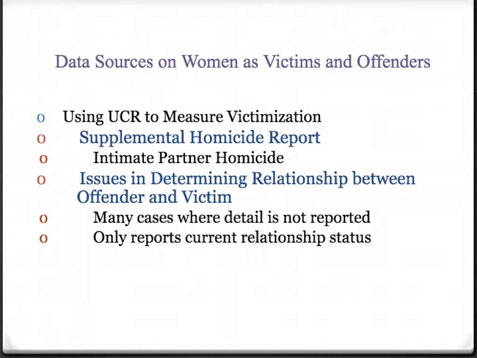The UCR measures victimization. It has a supplemental homicide report known as the intimate partner homicide. This has issues in determining relationships between offenders and victims, which is interesting because it tells us how they're related. Are they husbands? Are they wives? What is the nature of their partnership? Many cases where the detail is not reported, so we don't have a full scope of understanding. And unfortunately, this supplemental reporting only reports the current relationship status, not if they were previously married or if they were previously boyfriend and girlfriend.